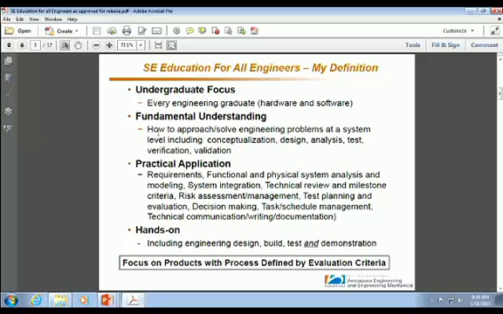Do they have to know the meaning of all the acronyms? No. Do they need to understand the concepts? Yes. I think it needs to focus on very, very practical application.